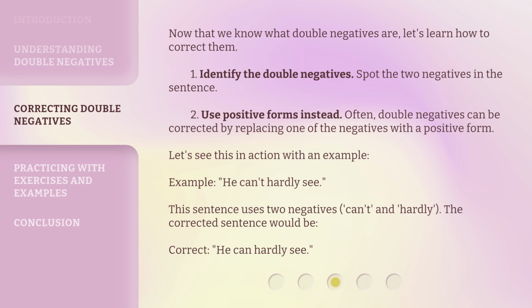Let's see this in action with an example. Example: he can't hardly see. This sentence uses two negatives, "can't" and "hardly". The corrected sentence would be, correct: he can hardly see.